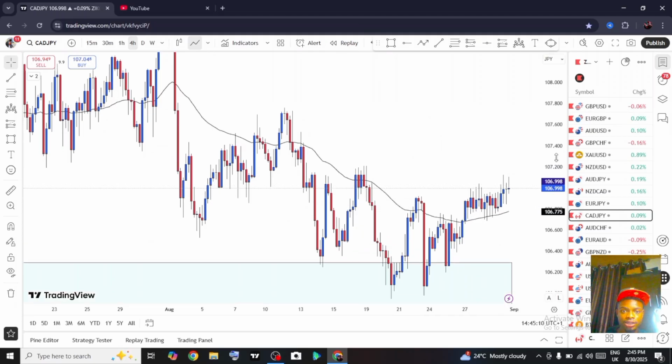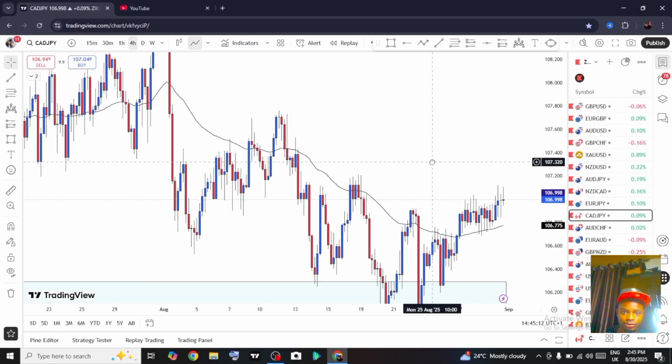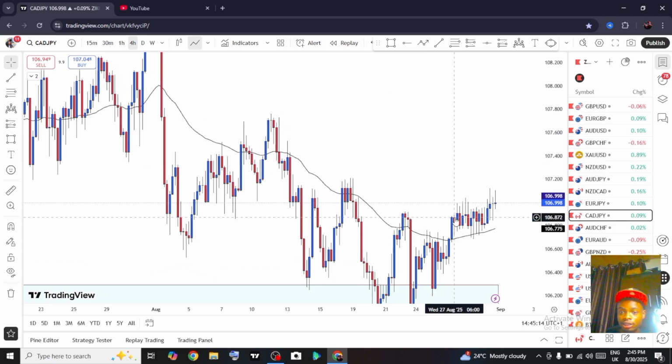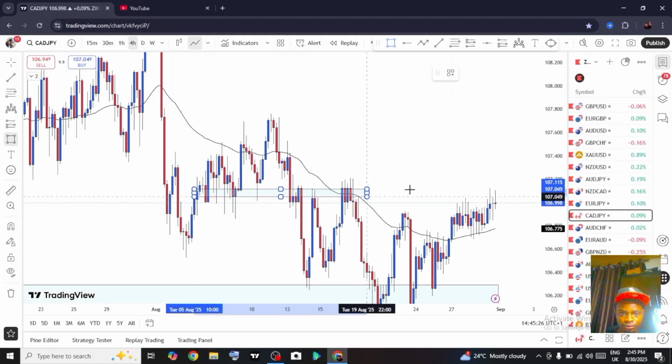So here is how I want to play this market, right? Here is how I want to play this market, because we cannot enter on Sunday night. You can't really take the trade around here right now, right? So we will look for a support and resistance area, just like this one right here.